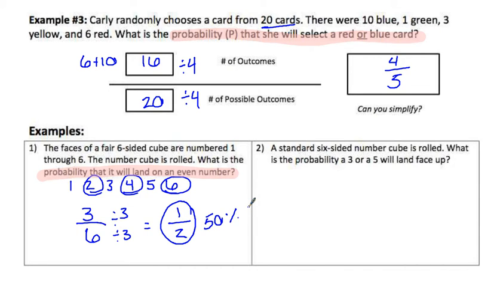Number 2, a standard 6-sided number cube is rolled. What is the probability a 3 or a 5 will land face up? So I want the probability of a 3 or a 5. If you need to, write out the numbers that are on a die. Try this one on your own. What's the probability of a 3 or a 5?